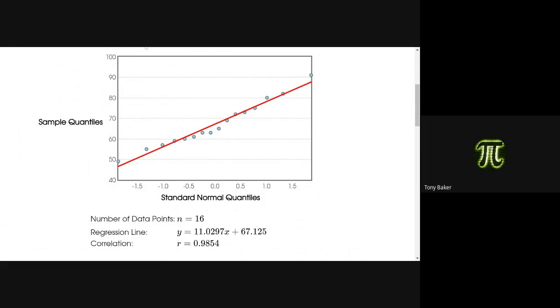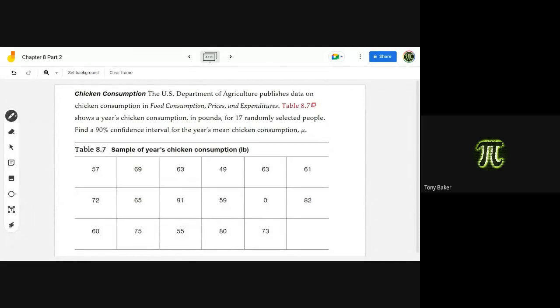Okay, so go back over here. So we're going to eliminate that value. And my n is now 16. So now we can go to find out my standard deviation.